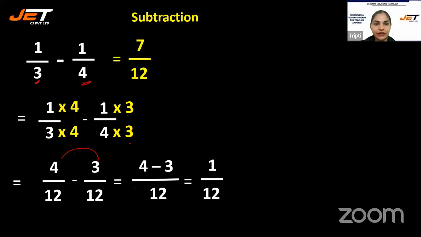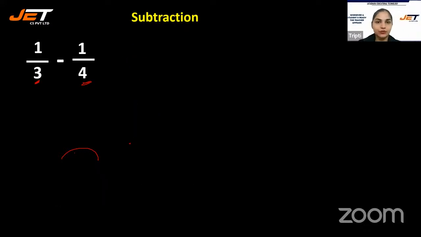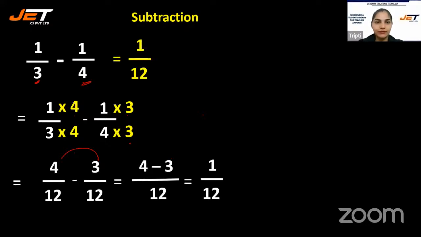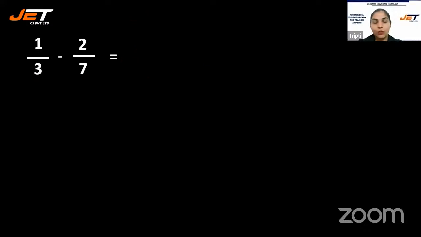So here the answer is 1 by 12. 1 by 12 is the answer. Next, 1 by 3 minus 2 by 7.